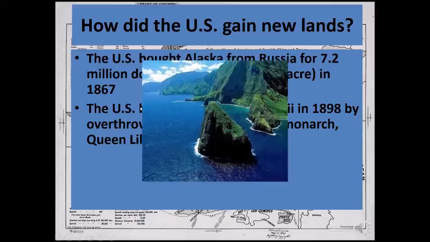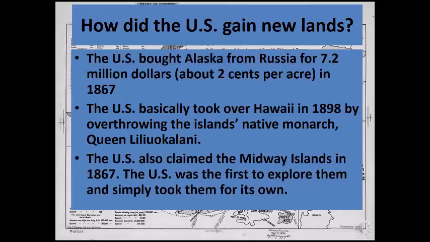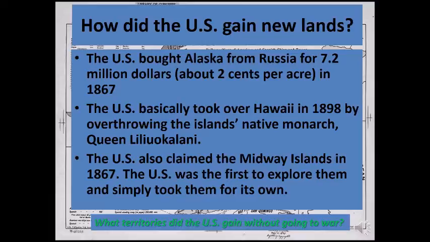Finally, the last place I want to focus on is the Midway Islands. We gained these through simple exploration. Alaska we bought, Hawaii we just annexed, and Midway Islands we discovered. The U.S. was the first to explore them in 1867, and we simply took them for our own. And the Midway Islands became very important during World War II. But again, what territories did the U.S. gain without going to war? That would be Alaska, Hawaii, and the Midway Islands.